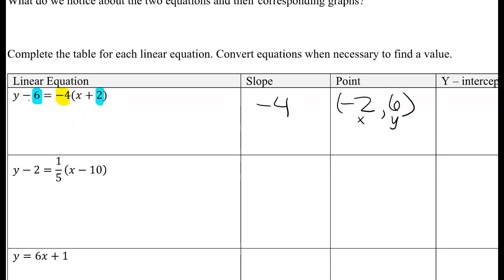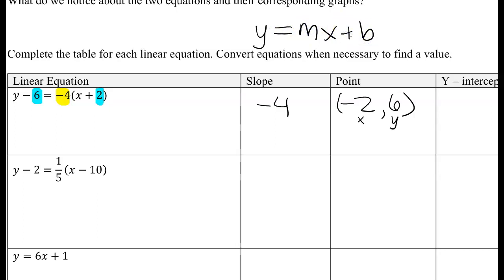Okay, so that's why I started with the +2 first, and then I jumped over to the -6. So great, I identified the point, I identified the slope, but now they're asking me for the y-intercept. How do you find a y-intercept when you're starting in point slope? Well, what we're going to do is convert the equation over to slope-intercept form. If you don't remember what slope-intercept form looks like, I'll write it up top here. y equals mx plus b.